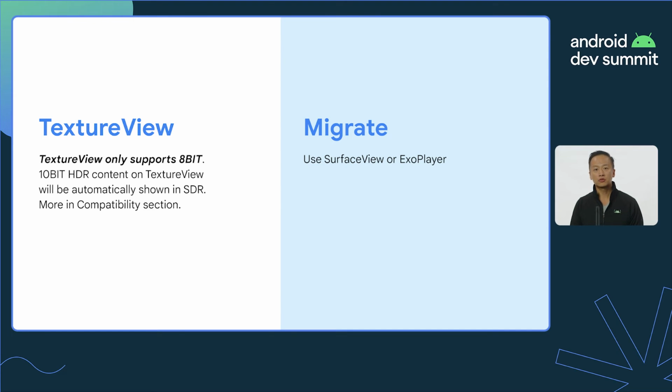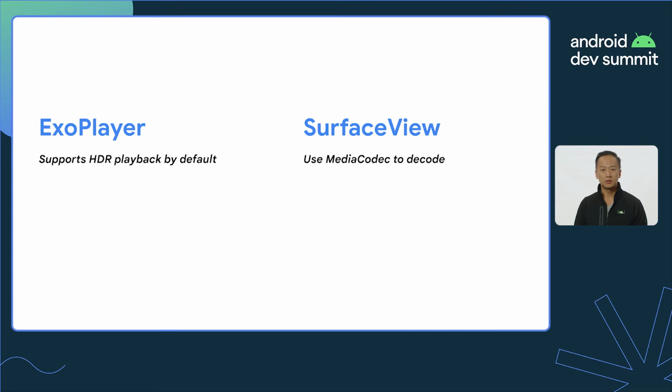We'll review how to treat your 10-bit content so that it's available for 8-bit use, such as texture view, later in this talk. Also note that ExoPlayer supports HDR playback by default. If you are using SurfaceView, we recommend using media codec. Okay, let's get back to coding.